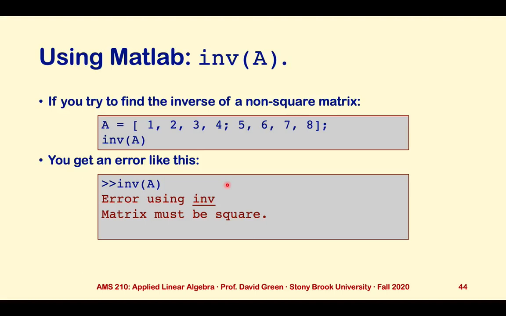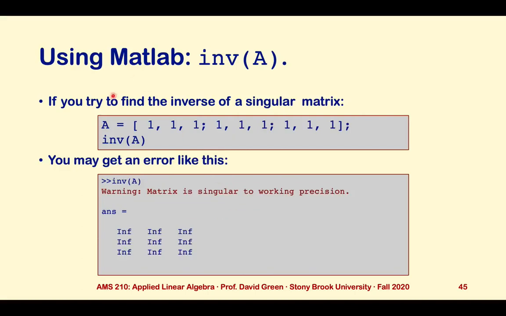What happens if the matrix is square but singular? How about I define a matrix A, 1, 1, 1, first row, 1, 1, 1, second row, 1, 1, 1, third row. Three identical rows, clearly a singular matrix. If we try to compute the inverse, Matlab gives a warning: Matrix is singular to working precision.